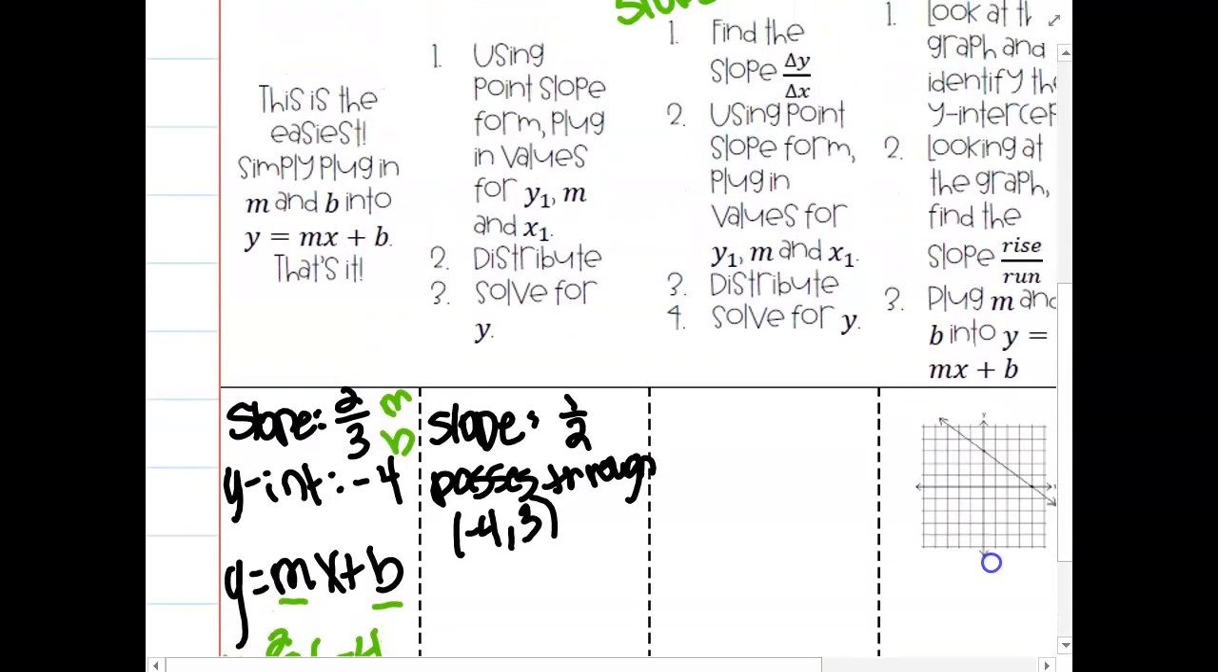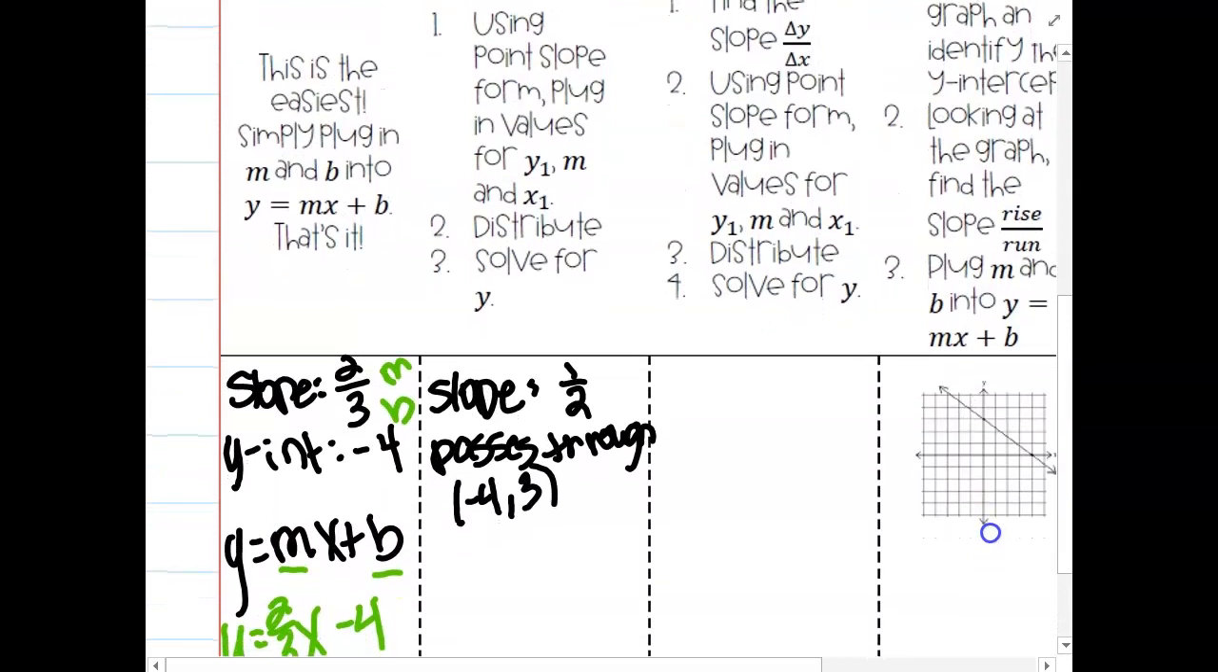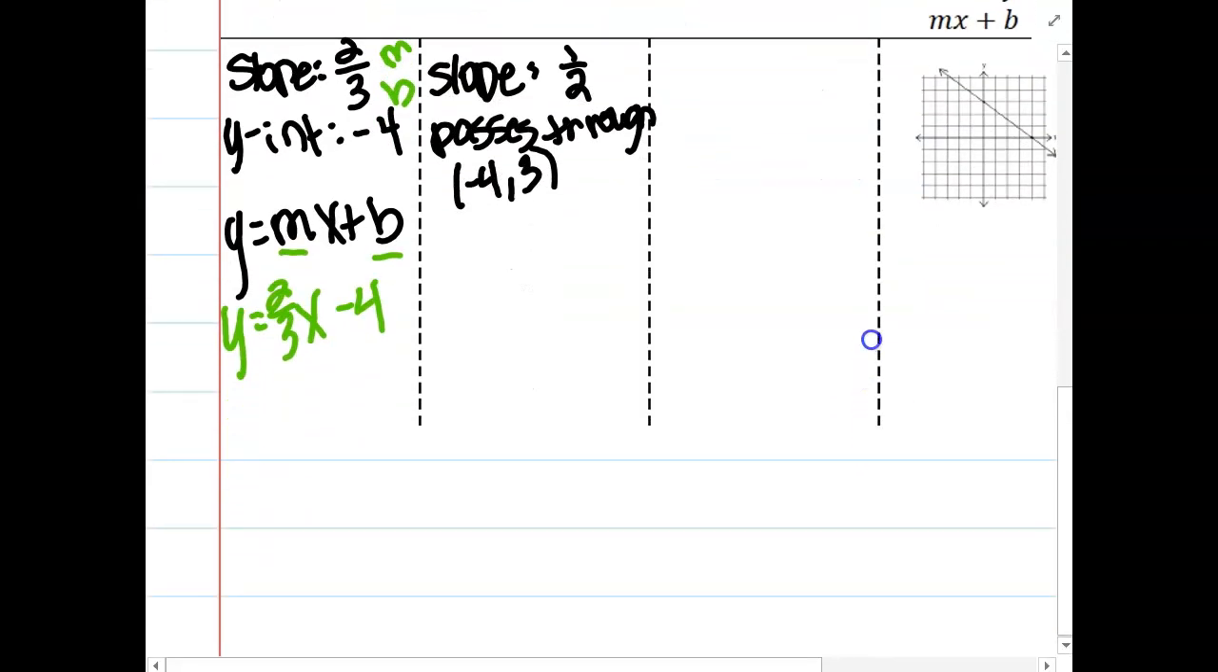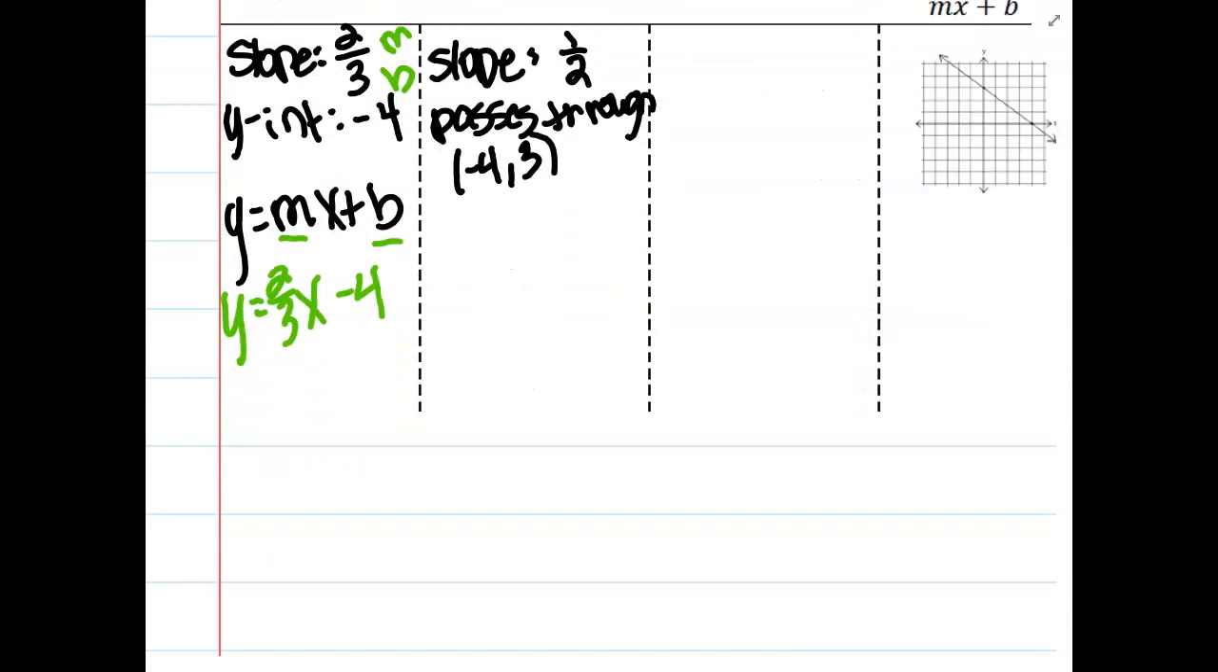So what you're going to do here is use point-slope form, okay? Using point-slope form, you're going to plug in values for your y1, for your m, and for your x1, okay? Once you do that, you have written the equation of a line. Then what you have to do, this part where a little bit of the work comes from, is you want to put it into slope-intercept form, meaning you want to put it into y equals. So, let's do this one.